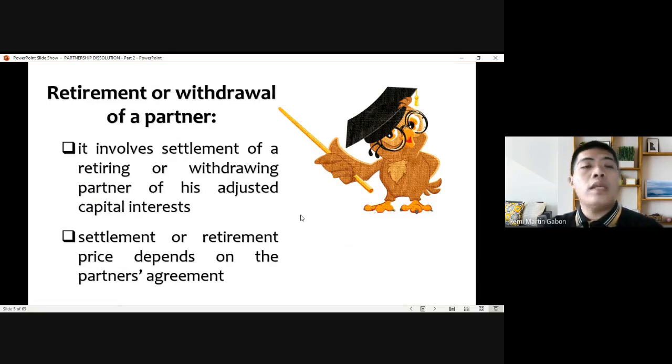Okay, so it involves the settlement of the retiring or withdrawing partner's capital interest, adjusted capital interest. So settlement of the capital interest of the retiring partner depends on the price agreed upon by the partners. So if there is a retiring partner, all the partners will agree as to the retirement price for the adjusted capital interest of the retiring partner.